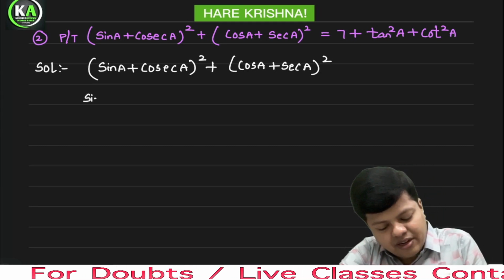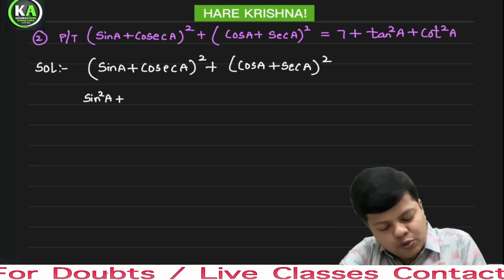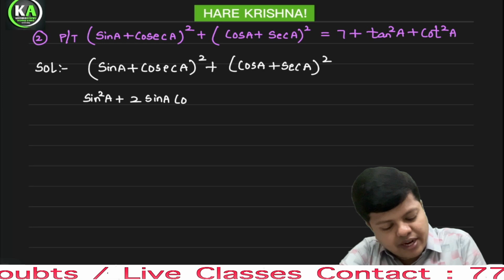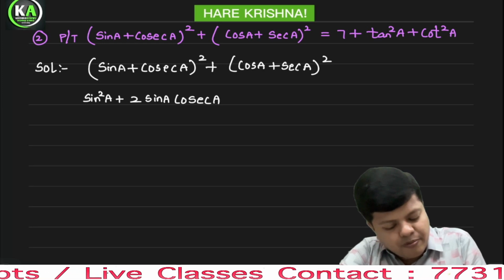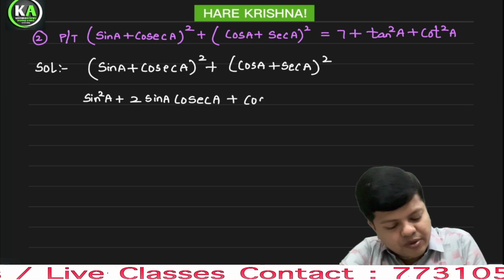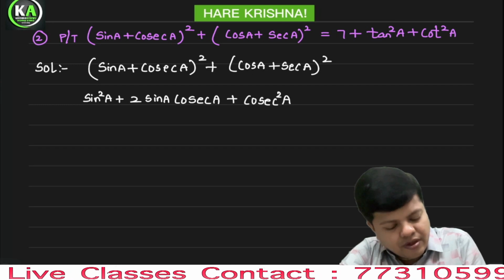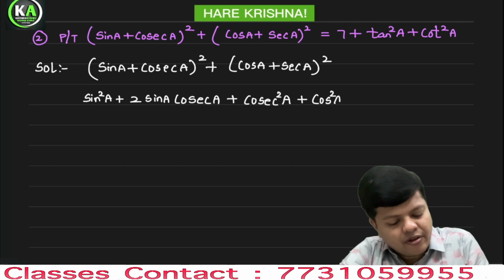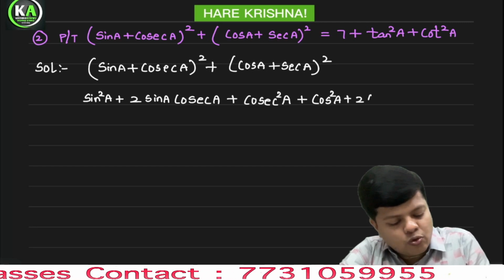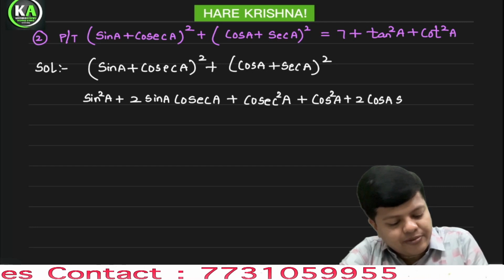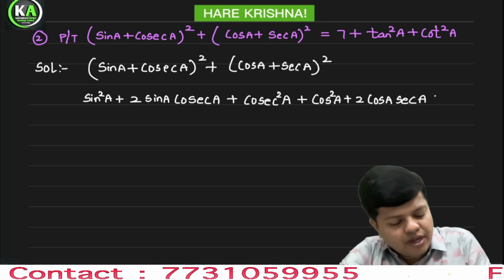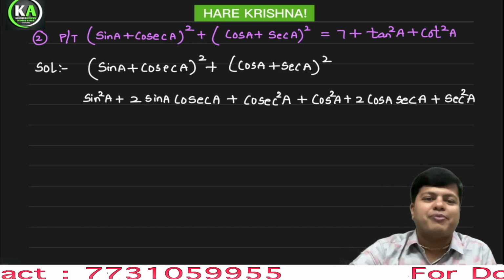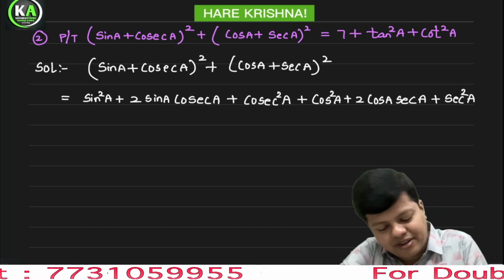A square, that is sin square A, plus 2AB, that is 2 into sin A into cosecant A, plus B square, that is cosecant square A, plus (A plus B) whole square, cos square A plus 2AB, so 2 cos A into secant A, plus B square, that is secant square A. Done, expansion completed.